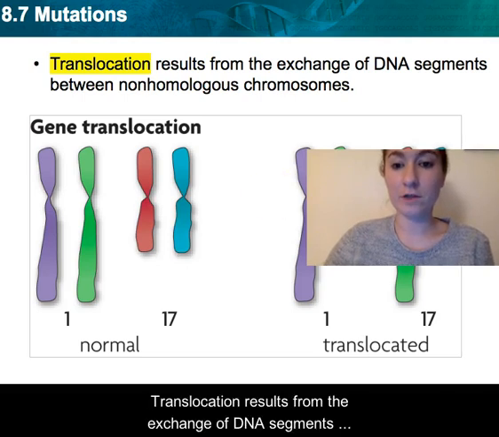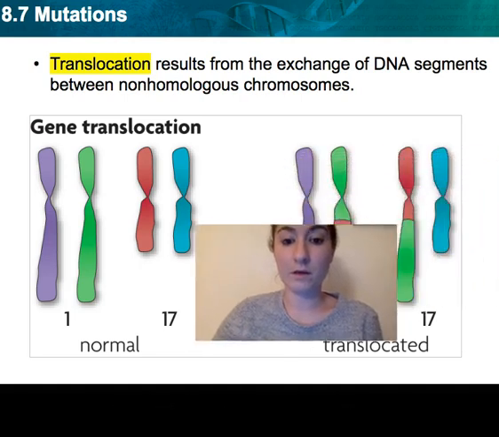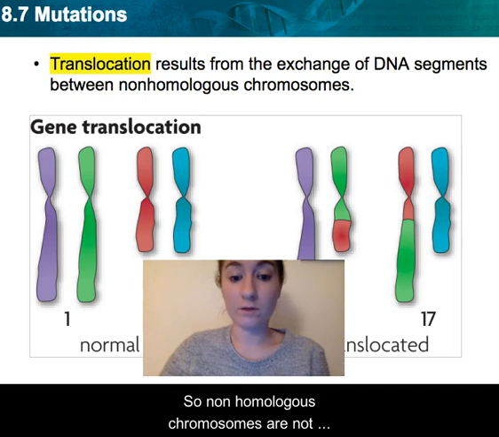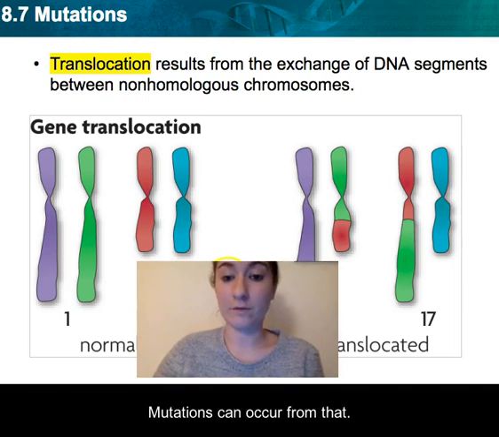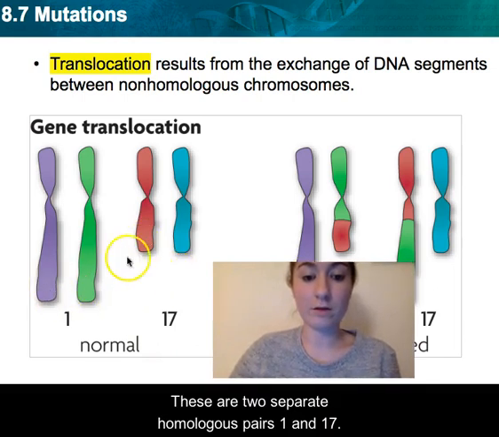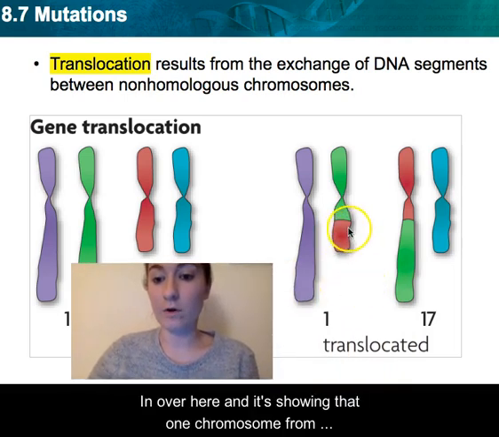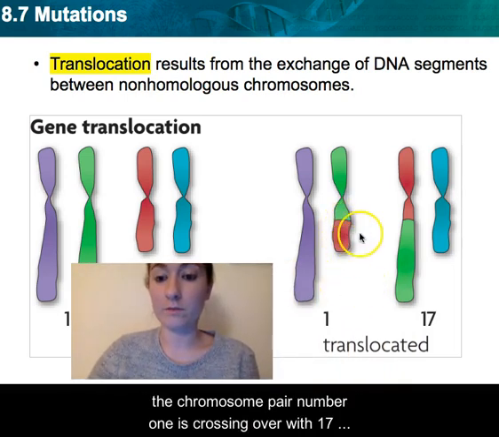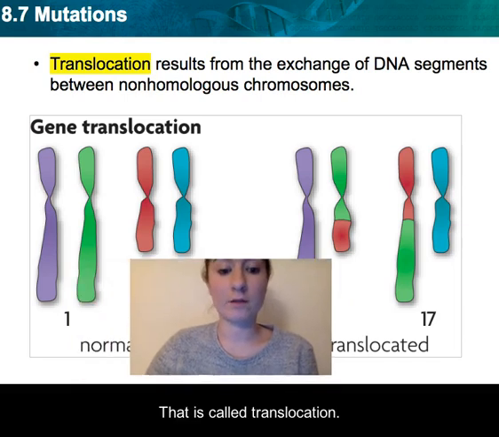Translocation results from the exchange of DNA segments between non-homologous chromosomes. So non-homologous chromosomes are not supposed to cross over, and if they do, a lot of different mutations can occur from that. So you can see that these are two separate homologous pairs, 1 and 17, and over here it is showing that one chromosome from the chromosome pair number 1 is crossing over with 17 and is not supposed to happen. So that is called translocation.